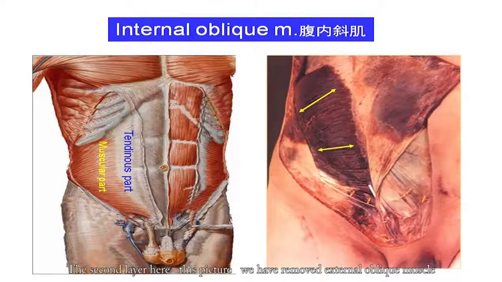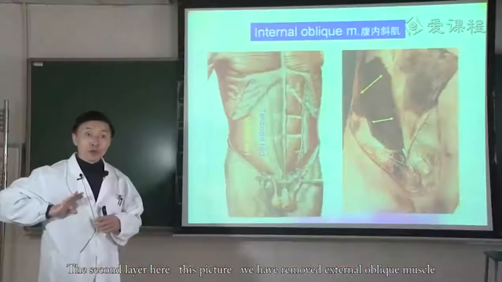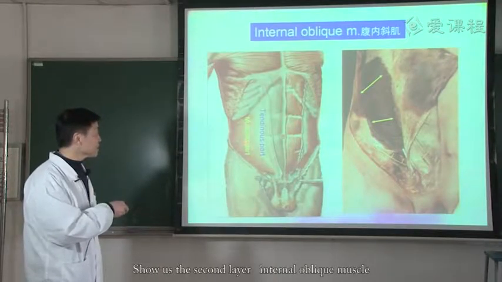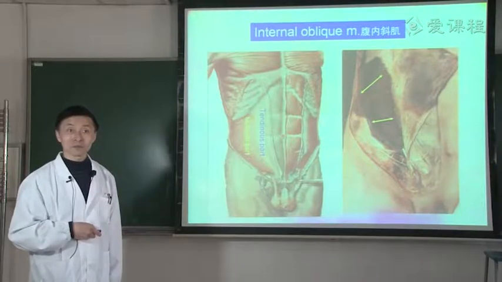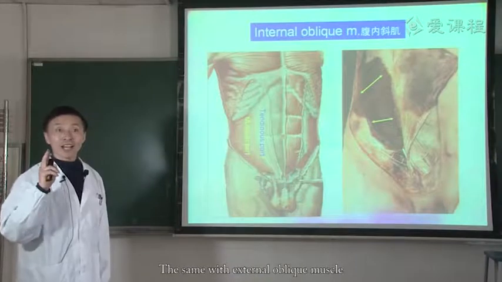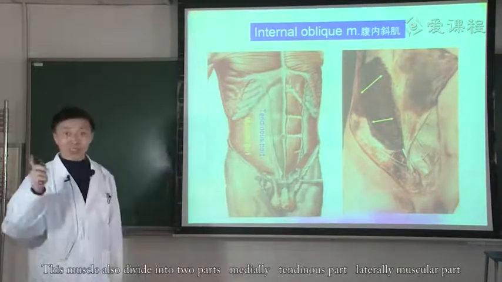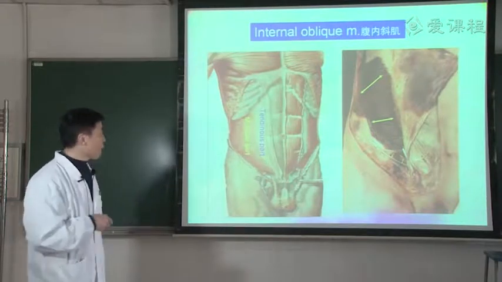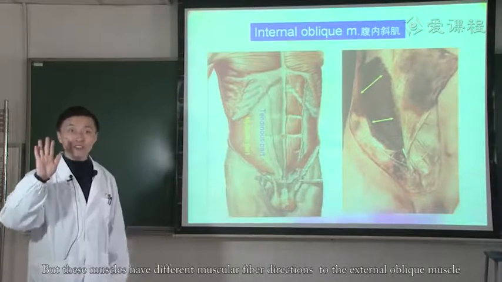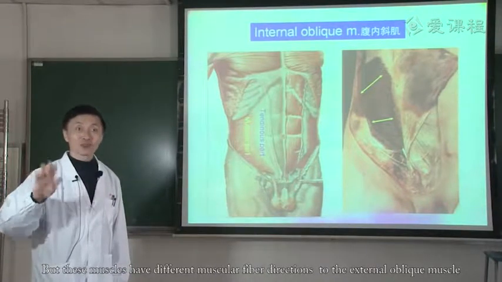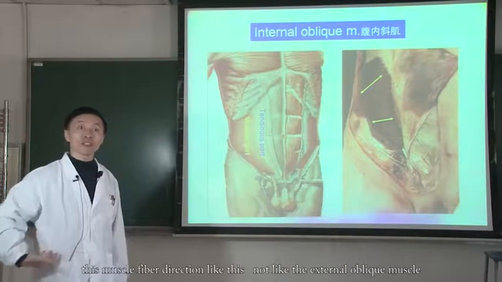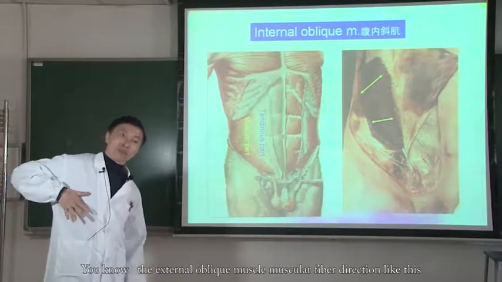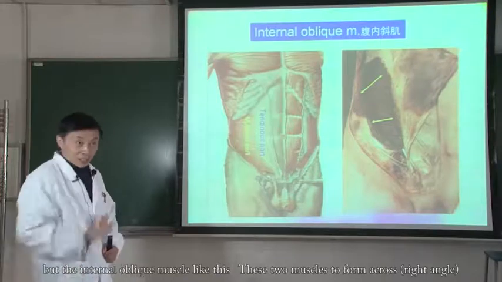The second layer, in this picture, we have removed the external oblique muscle. It shows us the second layer, the internal oblique muscle. The same as the external oblique muscle, this muscle also divides into two parts. Medially, the tendinous part. Laterally, the muscular part. But this muscle has a different fiber direction from the external oblique muscle. The external oblique's muscular fibers run like this, but the internal oblique's run like this.